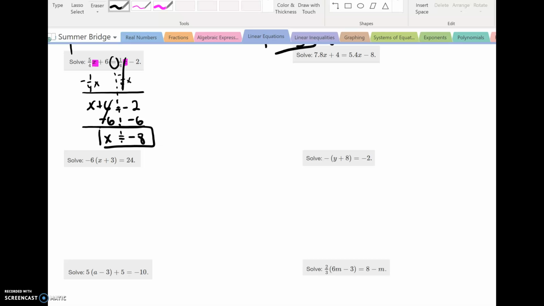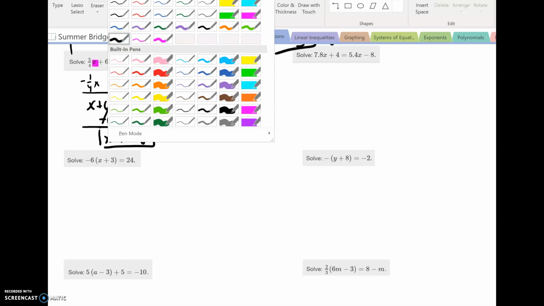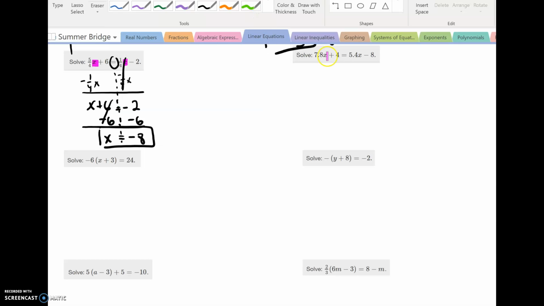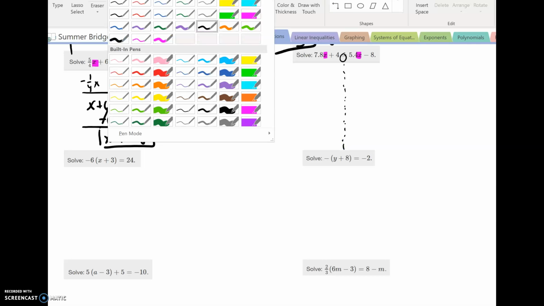Let's move on to some decimals, okay? Again, just like we did before, I am going to highlight what we have, which is the x's on both sides. Then I'm going to circle where my equal sign is, and I'm going to create that imaginary line that helps us keep our lives organized.